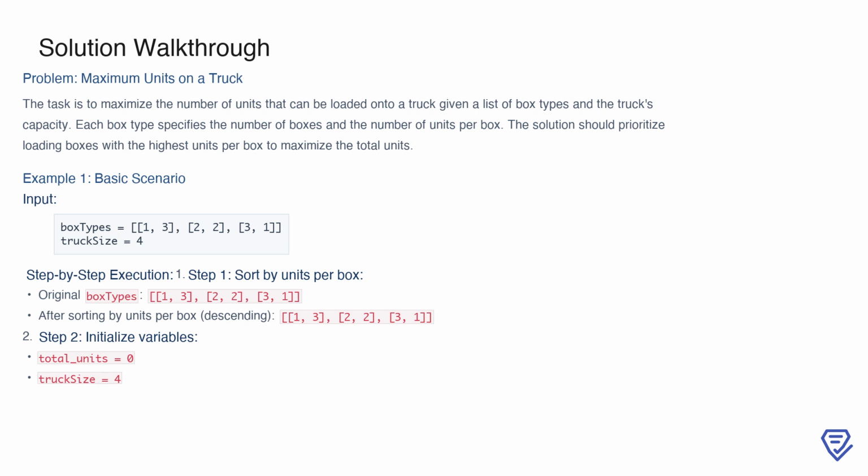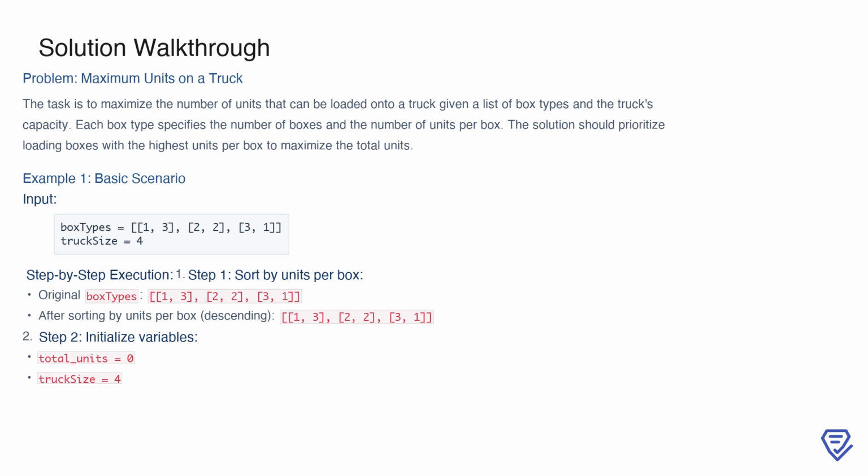For example, consider the input where we have box types as [1,3], [2,2], [3,1], and a truck size of 4. The first step is to sort the box types based on units per box in descending order. Here, the sorted order remains the same: [1,3], [2,2], [3,1]. Next, we initialize our variables, total_units to 0 and the available truck size to 4. With this setup, we can begin processing the box types one by one to load as many units as possible onto the truck.